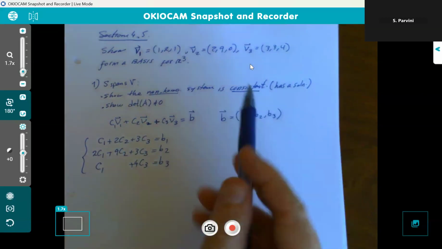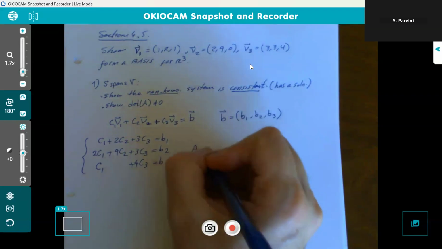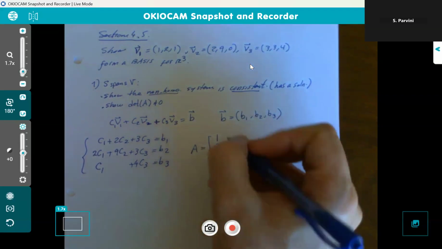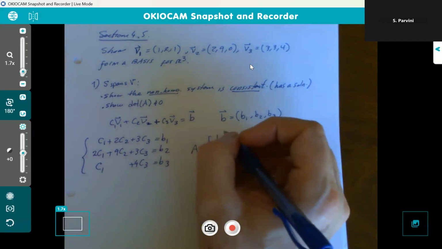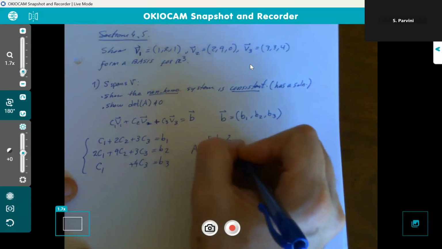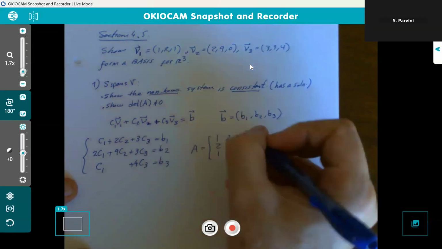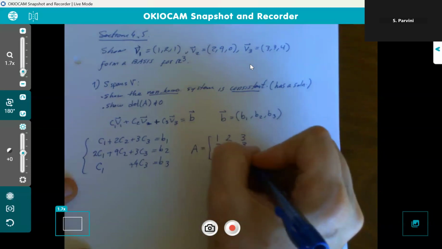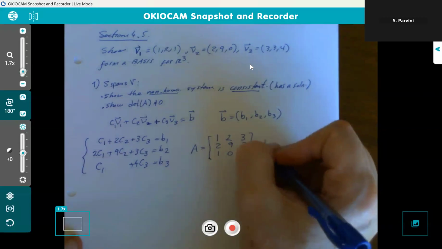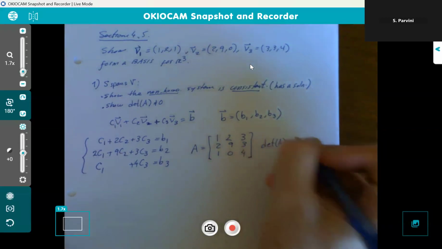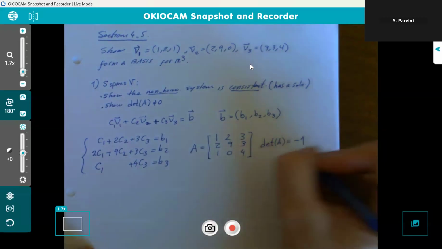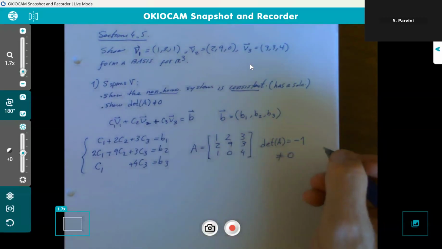Now, what am I referencing as A here? A is the matrix of coefficients I mentioned earlier. The first column is 1, 2, 1. The second column is 2, 9, 0. The last column is 3, 3, 4. Now, the determinant of this matrix ends up being negative 1, which is not 0.